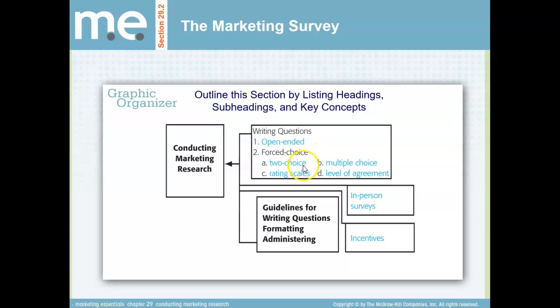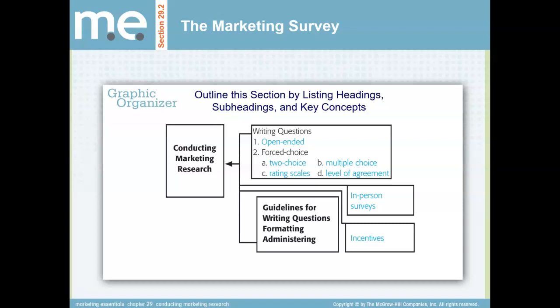And then there are essentially multiple ways to ask forced choice questions. So two choices, yes or no. Rating scales, right? Do you strongly agree? Agree. Neutral, disagree, strongly disagree. Those types of questions are rating scales. Or it could be a 1 to 5, 1 to 10 rating scale. You have multiple choice and then level of agreement.